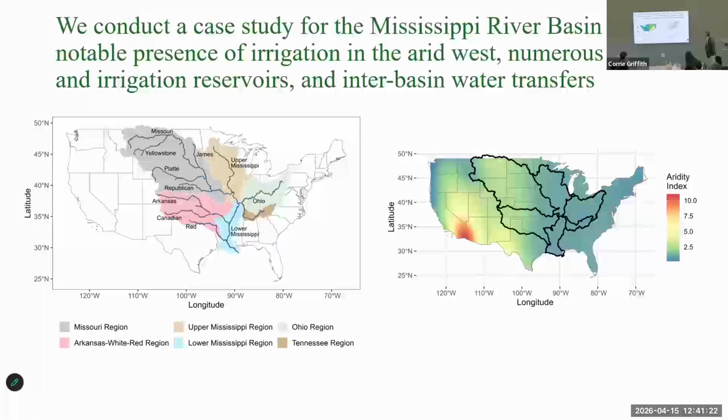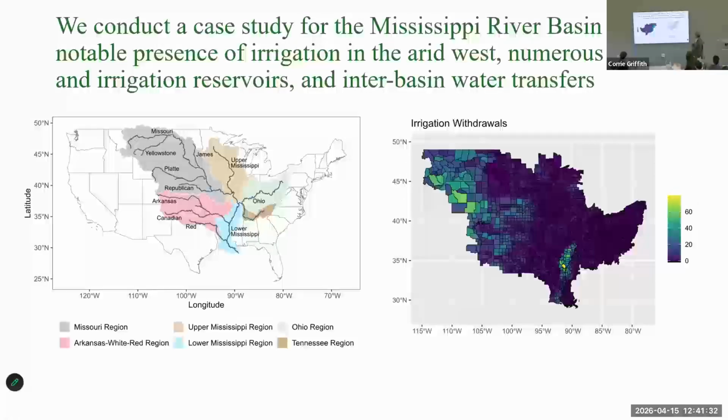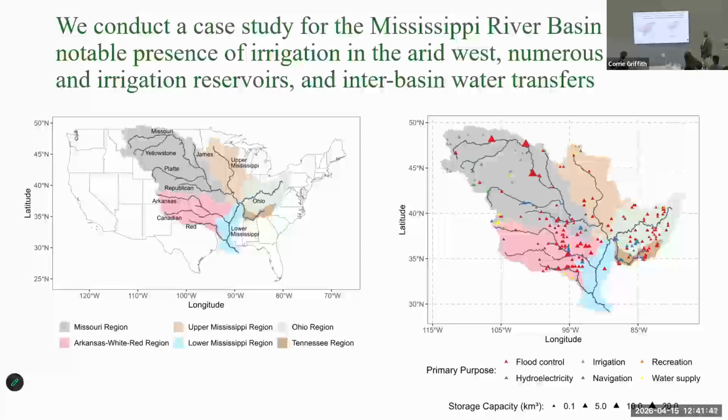So we use the Mississippi River Basin as an example. This basin covers different climate zones, and also it has quite heavy irrigation water withdrawals, especially in the western part. And it has a huge number of reservoirs for different purposes, like flood control, irrigation, and other things.